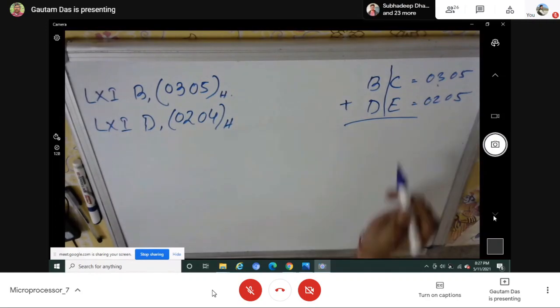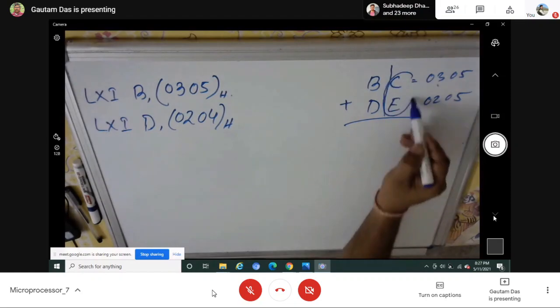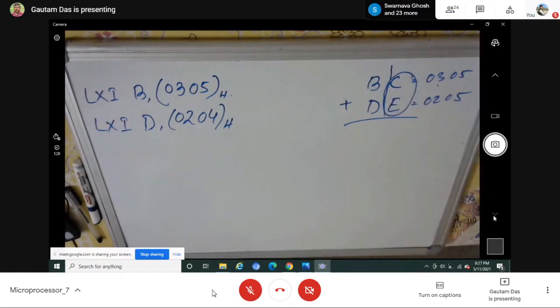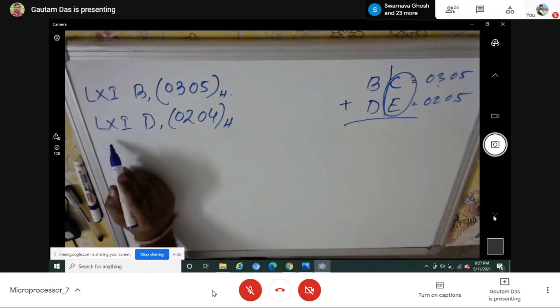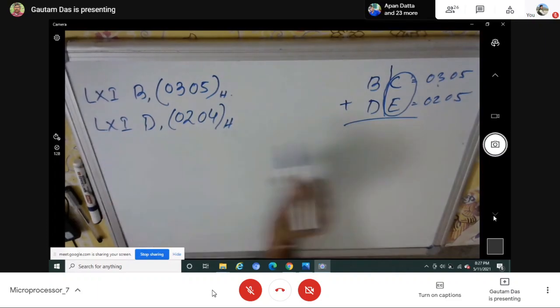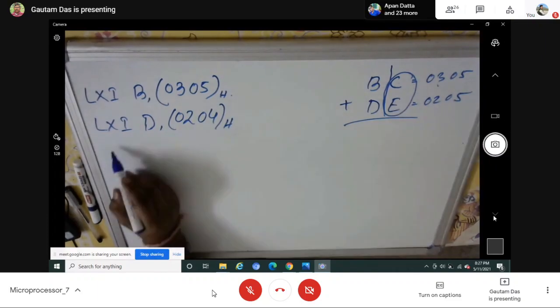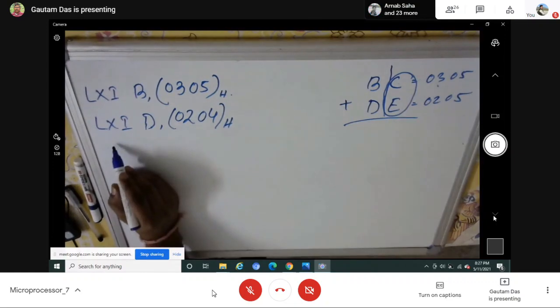So for that, first thing I have to add the lower order 8-bit, C plus E. I want to do C plus E. Now suggest what instruction, because we decided that we will divide the data into two 8-bit parts and add separately. Lower order 8-bit first, then higher order 8-bit. Now tell me, what instruction will I use to perform C plus E? Can anybody suggest what instruction I should assemble to perform C plus E?